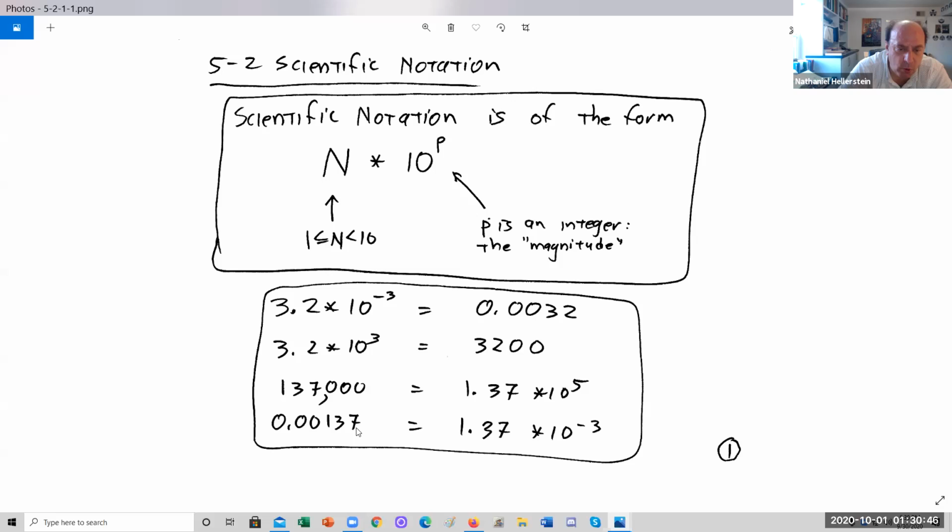Here's 0.00137. Again, we're going to put the decimal point just to the right of the leading figure, 1.37. And we have to move the decimal point 1, 2, 3 places to the right. So it's 10 to the negative third. So 1.37 times 10 to the negative third.